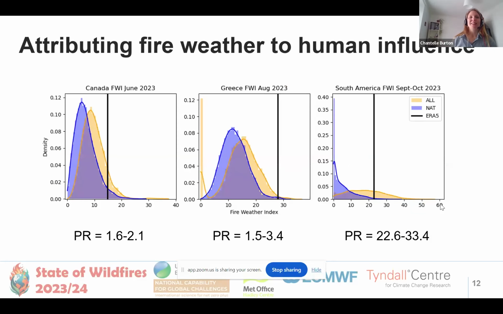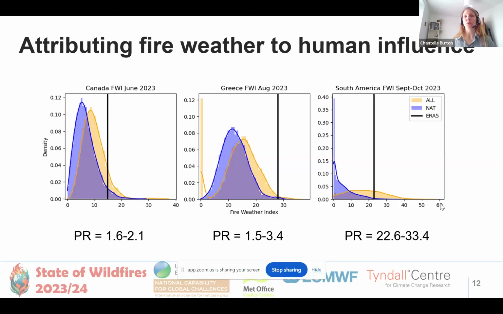So some of the results. We've looked at 3 different case studies, like I mentioned. So the Canada wildfires peaked in June last year, the Greece wildfires in August, and then South America across September, October last year. And we find in each of these cases that the probability of the 2023 wildfires occurring is much higher under the all-forcing scenario.